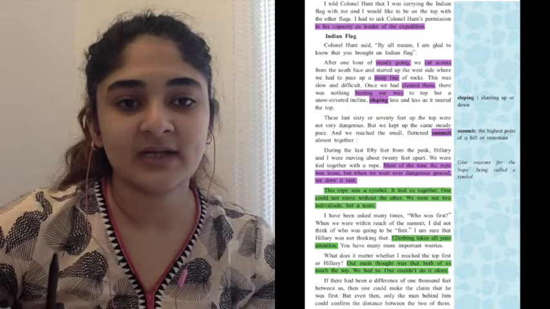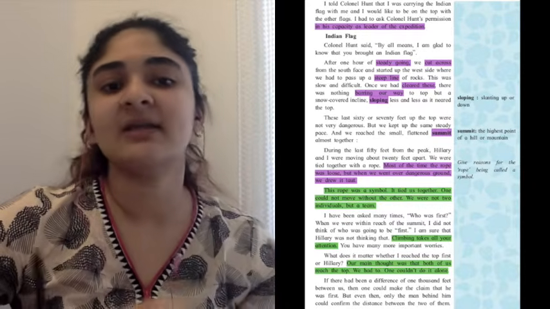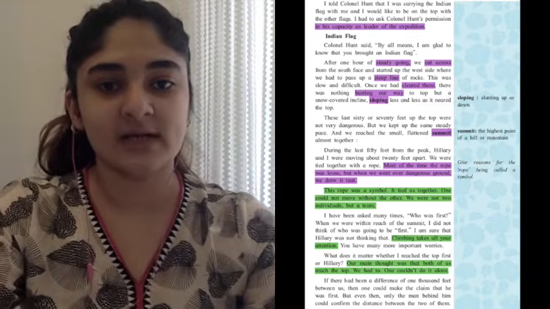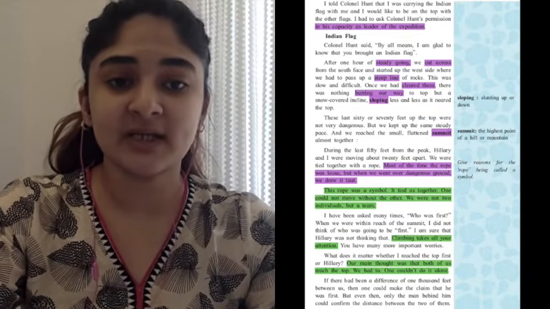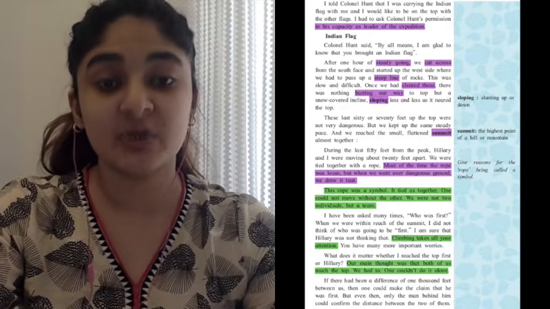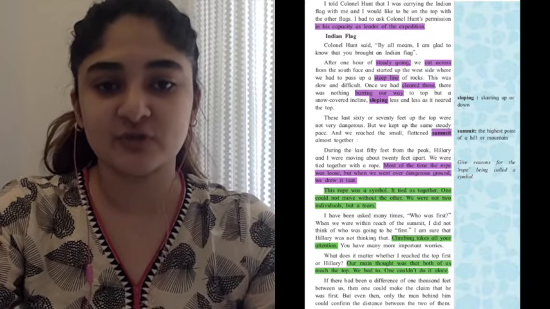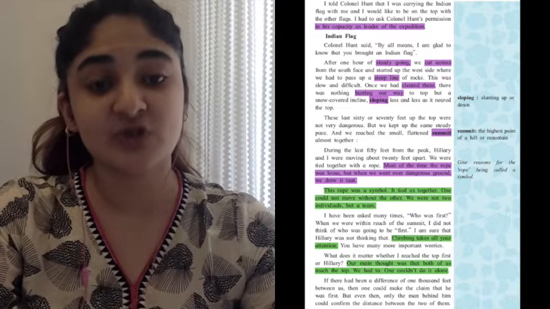And again the author says that they maintained a steady pace, and after a while they reached the flat summit. They had reached the top of the Mount Everest. Continuing, during the last 50 feet from the peak, Hillary and I were moving almost 20 feet apart. We were tied together with a rope. Most of the time the rope was loose, but when we went over dangerous ground, we drew it taut.